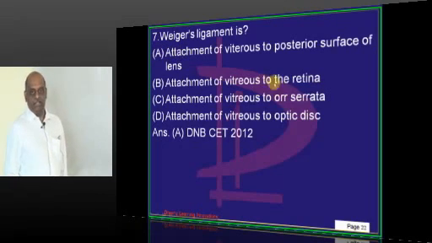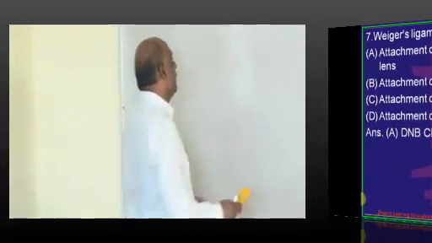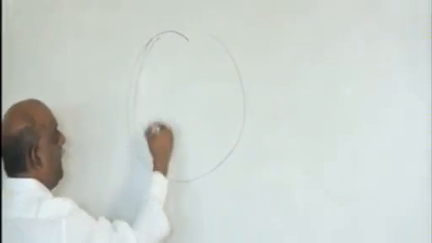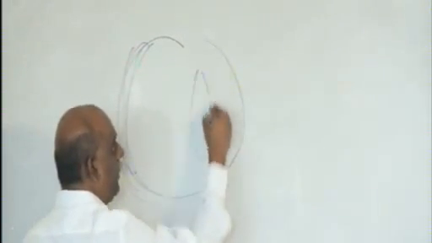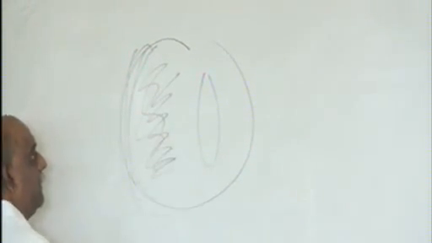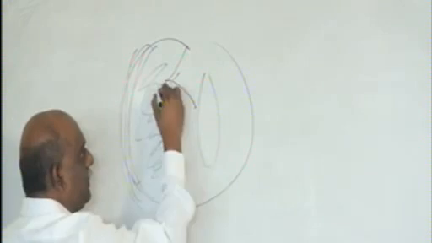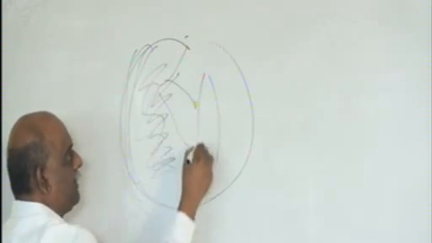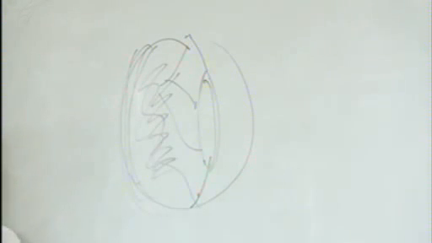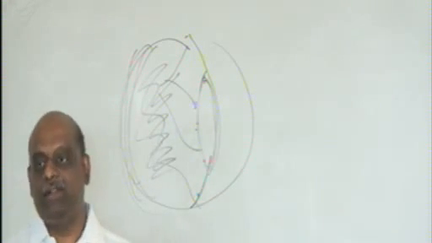Typically if you look at the vitreous, in the eyeball you have the retina in the behind, here you have the lens, and in the middle you have the vitreous. Vitreous is like a gel. It needs to basically attach at various points to the various structures of the eye. So obviously which aspect of the lens does it need to attach to? Posterior aspect of the lens.